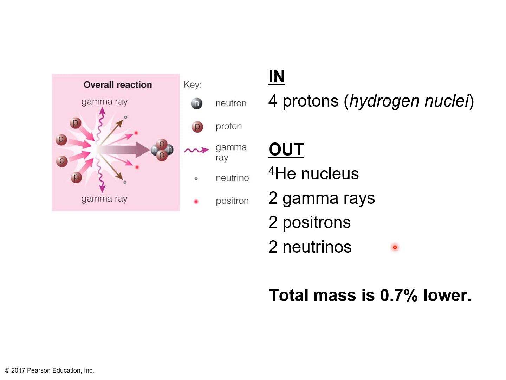If you count up the mass of the 4 protons that went into it, and then count up the mass of a helium-4 nucleus, the 2 gamma rays, which don't have mass, the positrons, and the neutrinos, it loses a little bit of mass. It's about 0.7% lower. And by Einstein's equation, E equals mc squared, this leads to the energy that's created.